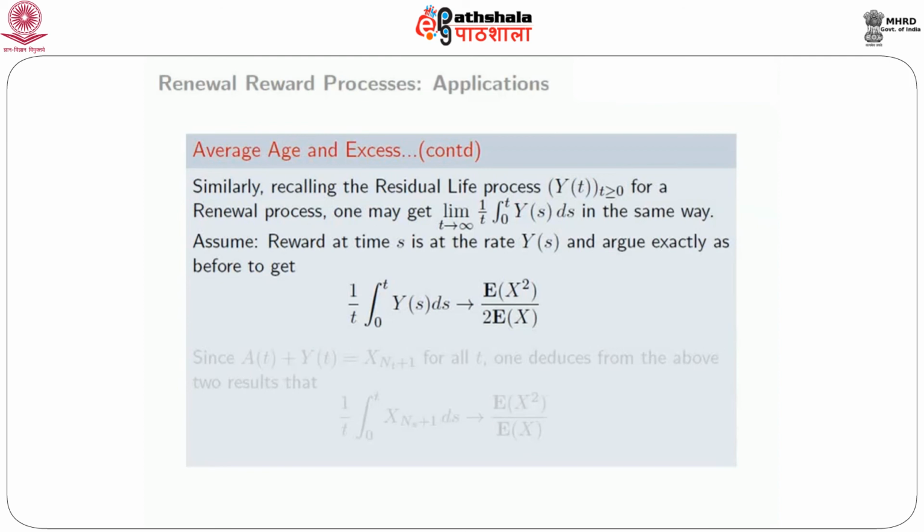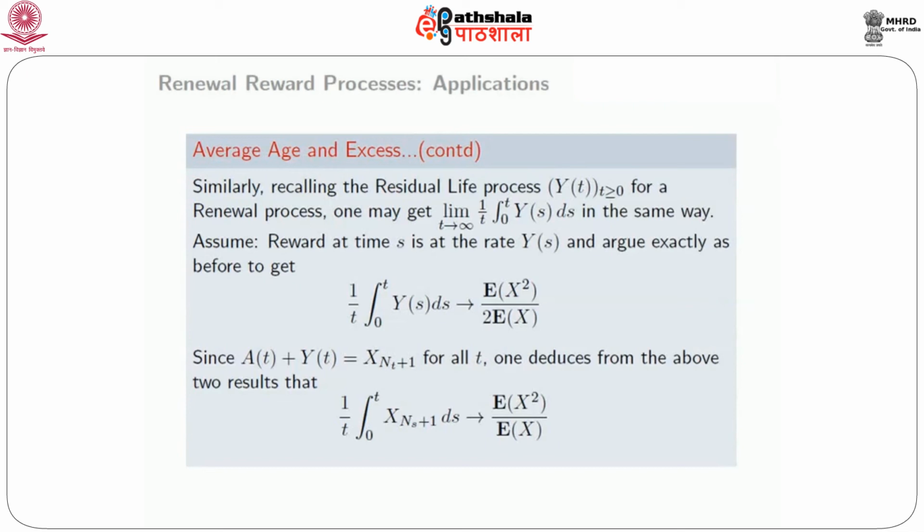Now if we consider the sum of these two things, A_t plus Y_t, which is X_{N_t+1}, which, remember, is simply the length of the renewal cycle at t, then from what we have done before, we deduce that 1 over t integral 0 to t X_{N_s+1} ds would be the same as 1 over t integral 0 to t A_s ds plus 1 over t integral 0 to t Y_s ds. Since each of these terms converges to the same limit, this would converge to the sum of those two limits, which is twice that limit, which is E[X squared] over E[X].